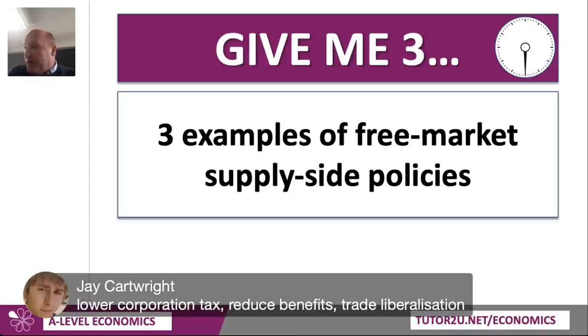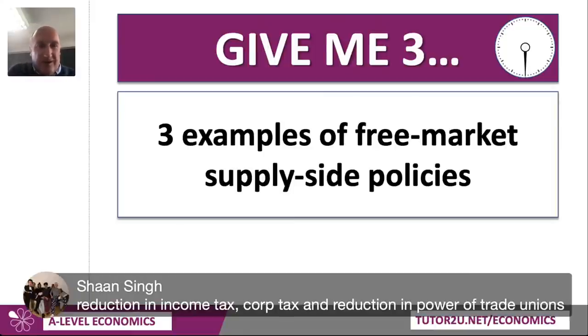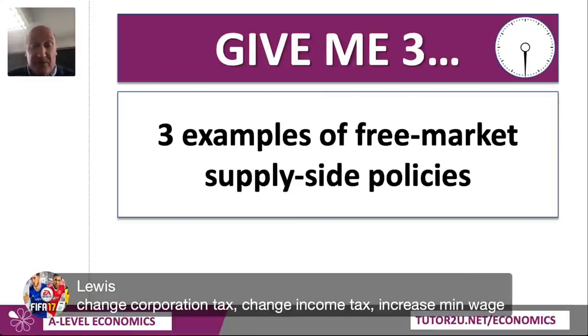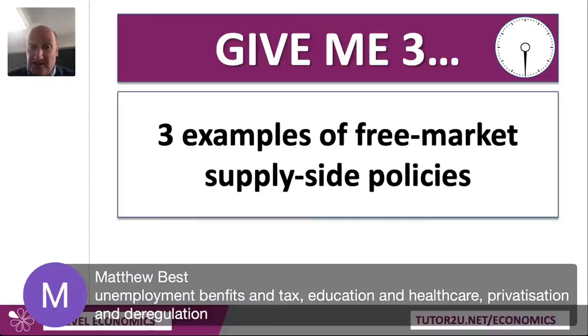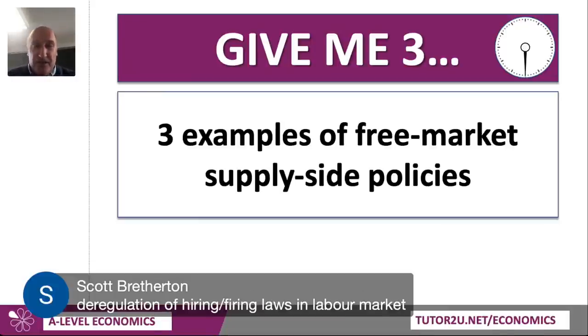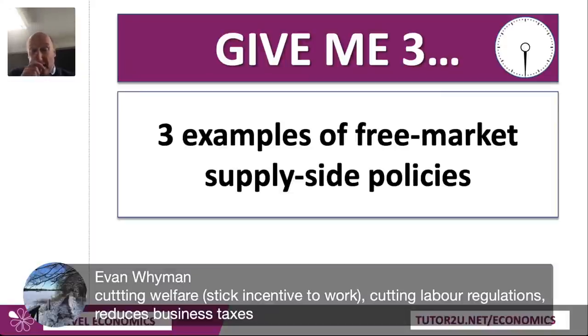Thank you for those. Scott was very quick off the mark with three great policies there. Sean saying reduction in income tax, corporation tax, reduction in the power of unions. Lewis, change corporation tax, change income tax, and increase minimum wage. Minimum wage wouldn't be a free market policy, Lewis. We're going to come on to that in this session. Matthew Best, unemployment benefits and tax, education and healthcare, privatization and deregulation. And Scott talks about deregulation of hiring and firing laws in the labor market.